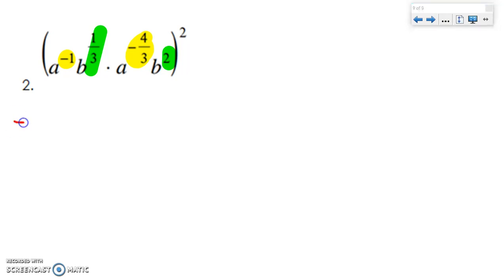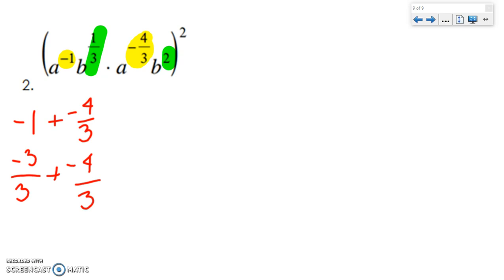So first and foremost, I have to deal with -1 plus -4/3. You could do this in your calculator. That is totally fine. But I'm going to change -1 into thirds. So that would be -3/3. And I am adding -4/3 to that. -3 plus -4 becomes more negative. So that would be a to the power of -7/3.